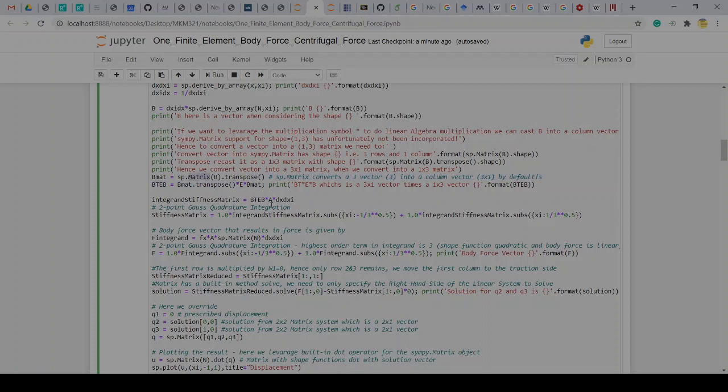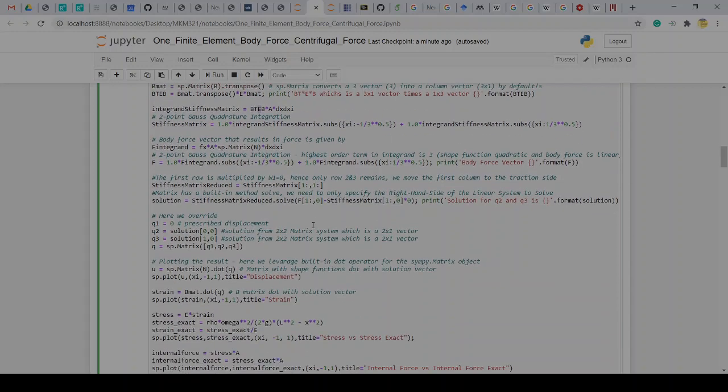Okay, my integrand is just given by B transpose E B times A times dx/dψ, dψ. So that is our integrand that we want to compute. And now we can say, well, there's nothing funny here, so we know that the two-point Gauss rule will integrate this exactly, because the area and the Young's modulus are all constants.